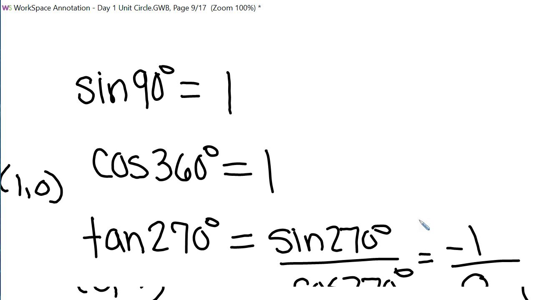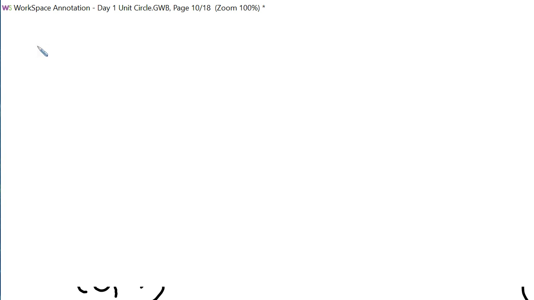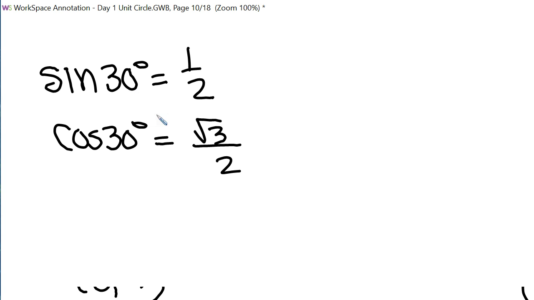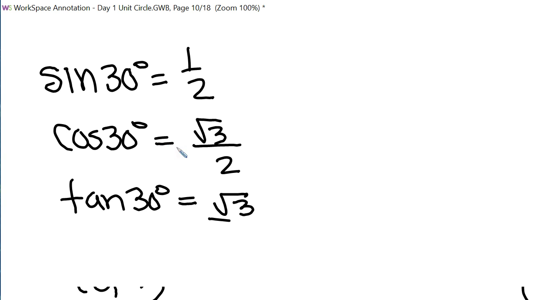Now, as a recap, I'm going to list out what you need to memorize. You need to know that the sine of 30 degrees is equal to what? 1/2. The cosine of 30 degrees is equal to square root of 3 over 2. The tangent of 30 degrees, if you do sine over cosine, would be 1 over square root of 3, which simplifies to square root of 3 over 3.